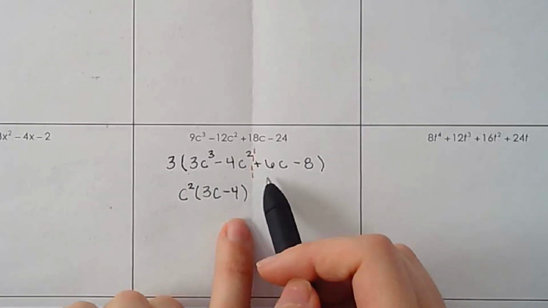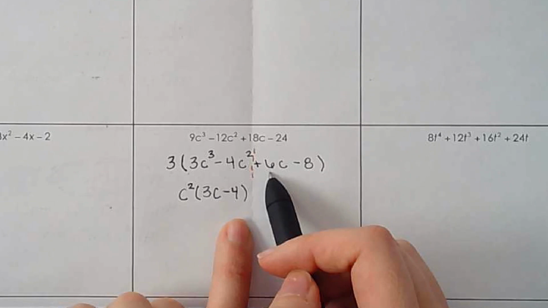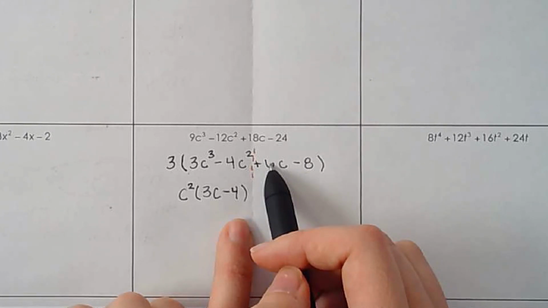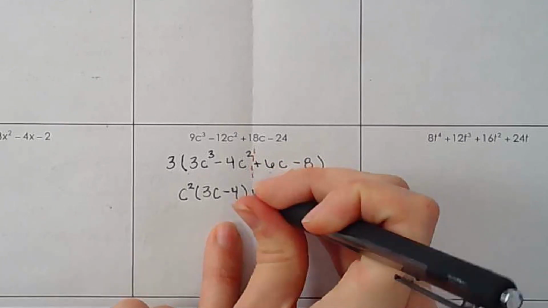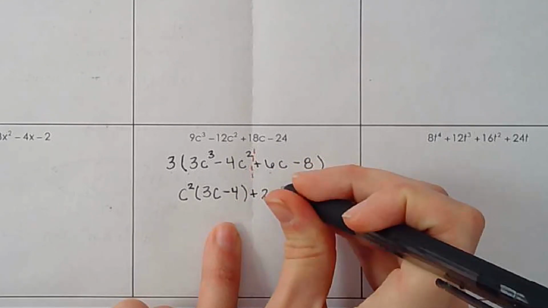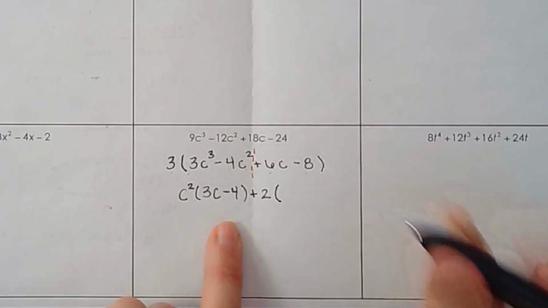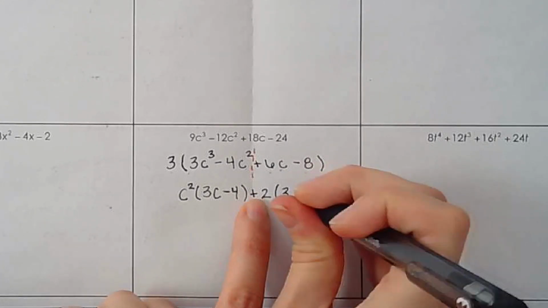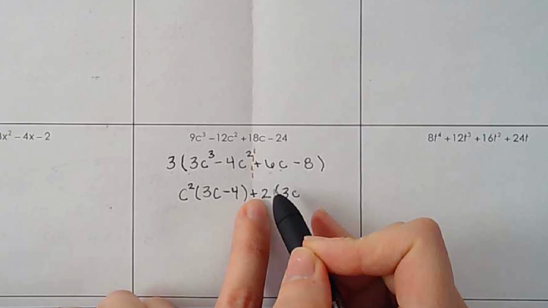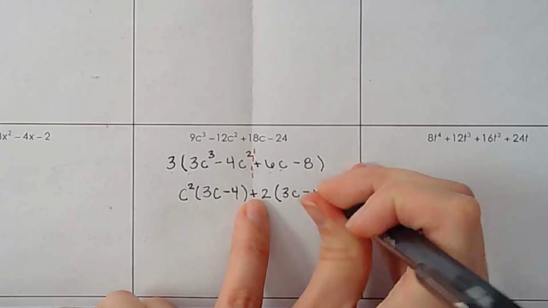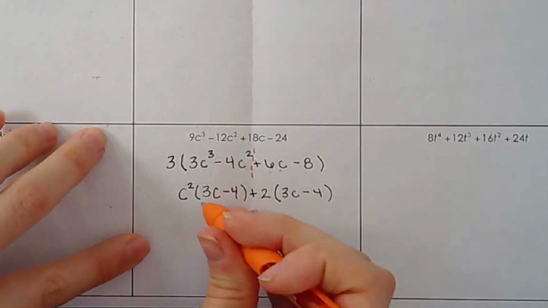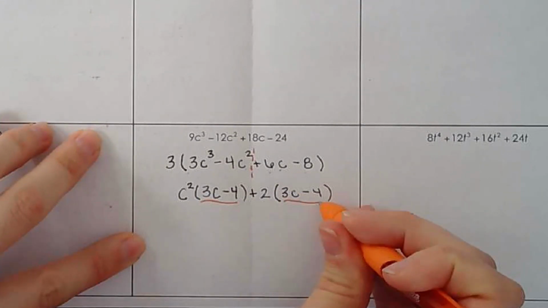If I look at my second two terms, 6c and negative 8, the only thing I can divide both of these by is a 2. So if I divide or factor out a positive 2, 6c divided by 2 is 3c. Negative 8 divided by 2 is negative 4. So I know I've done something right. My two factors in parentheses are the same.